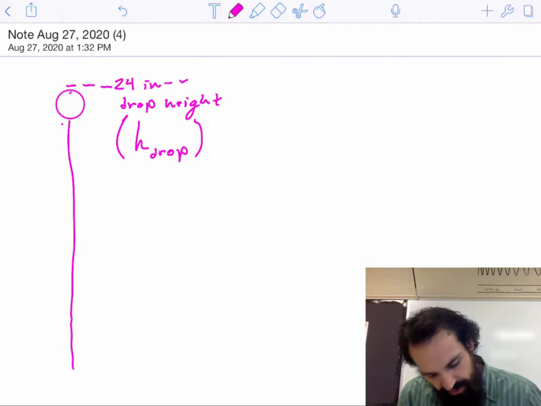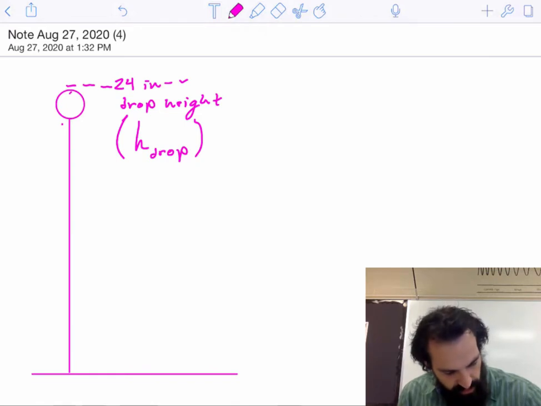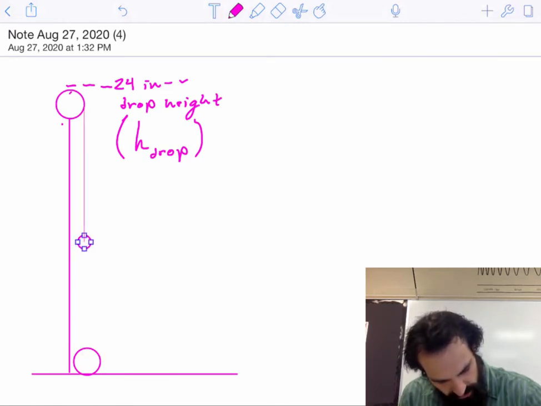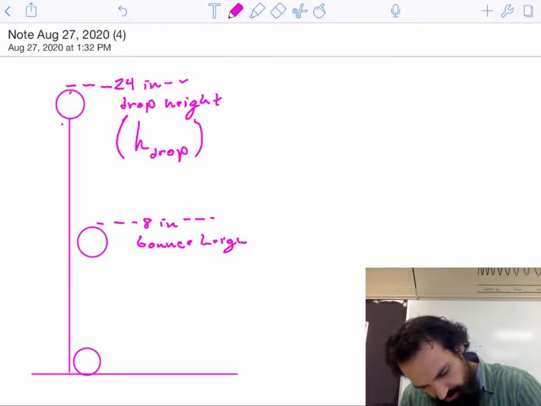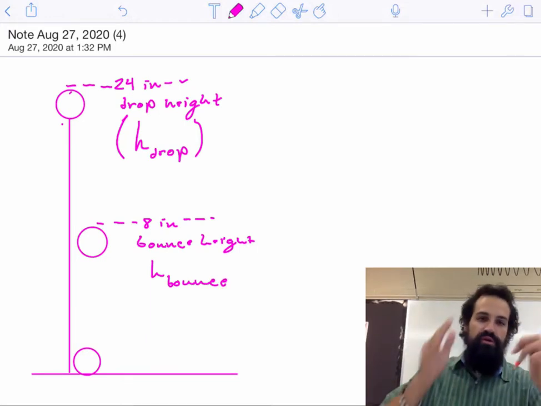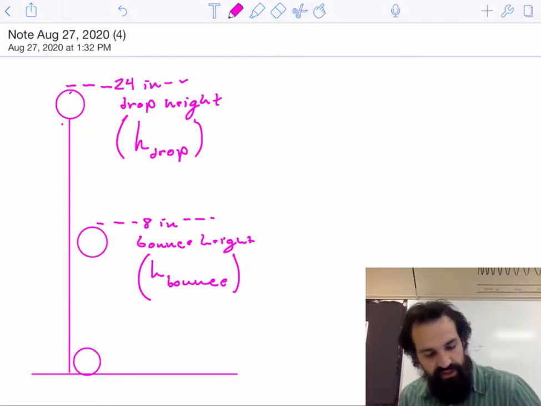And then it's going to fall down to the ground. And it's going to bounce back up. And I'll draw it bouncing too. And then it will bounce back up to there. And this is 8 inches. And that is the bounce height, which I'm going to denote as h sub bounce. So I'm just going to use a subscript so I can differentiate between the drop height and the bounce height. So that's my drop height, 24 inches, and my bounce height, 8 inches.